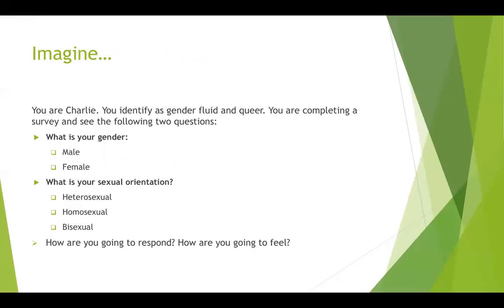So imagine here that you are Charlie, that you identify as gender fluid and queer, and you're completing a survey and you see these two questions. The first question is, what is your gender, male or female? And the second question, what is your sexual orientation, heterosexual, homosexual, or bisexual? How are you going to respond and how are you going to feel? So I want you to think about that for a minute.